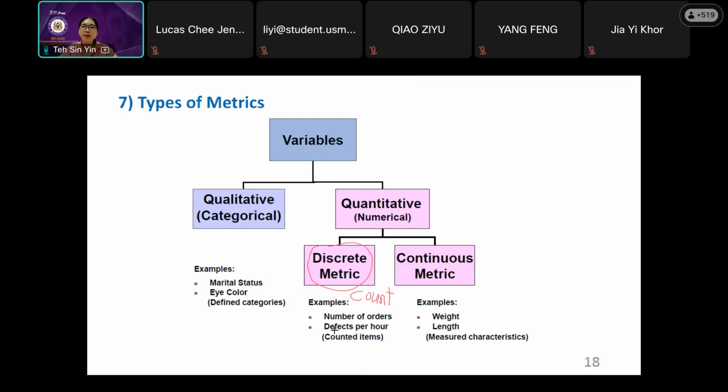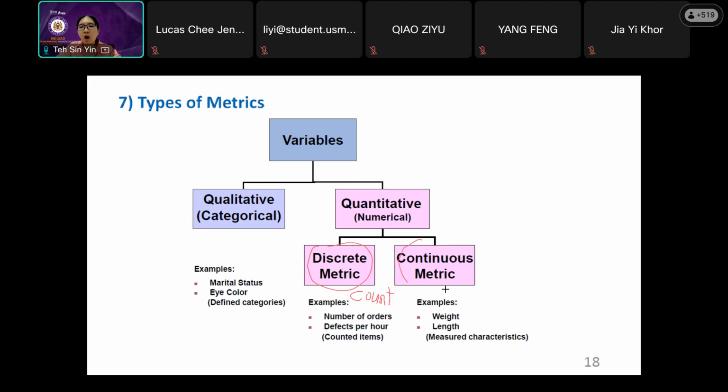For example, defects per hour. Let's say if I produce calculators, I produce 100 units of calculator in 1 hour, and I want to know how many defects there are in these calculators. Let's say 2 out of 100. So I can count 1 defect, 2 defects. Something that you can count is a discrete quantitative variable.